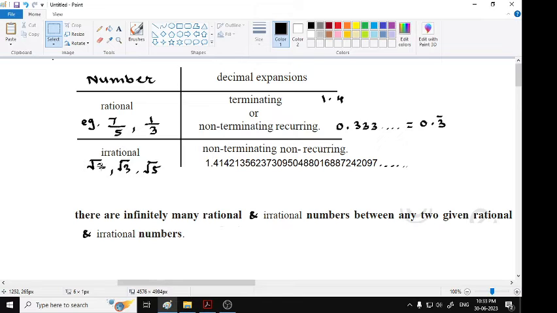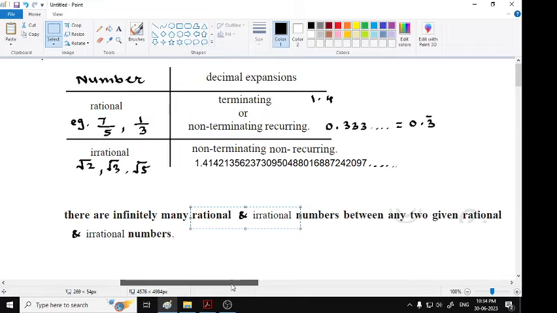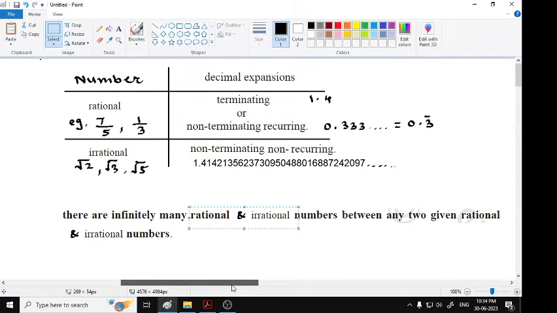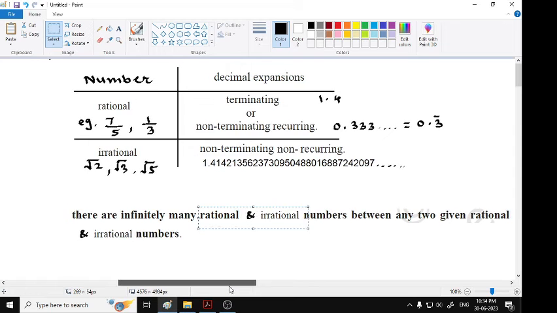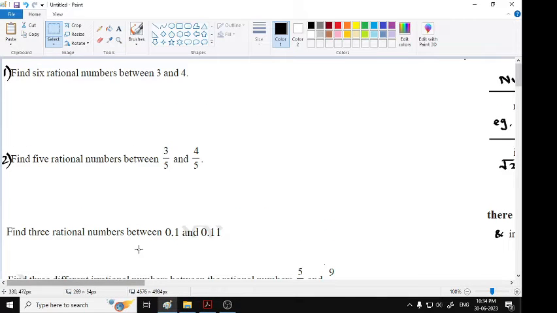Irrational numbers. These are examples of irrational numbers. Decimal expansions of irrational numbers are non-terminating and non-recurring. This is non-terminating and no specific pattern is repeated, so it is non-recurring. This is the decimal expansion of root 2. There are infinitely many rational and irrational numbers between any two given rational or irrational numbers. Let us see how we can find such numbers.